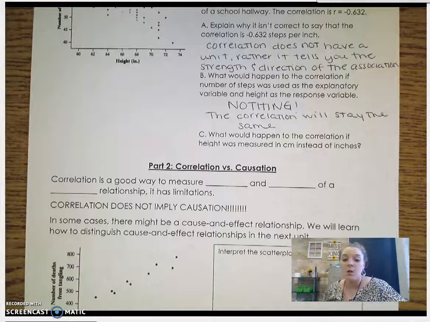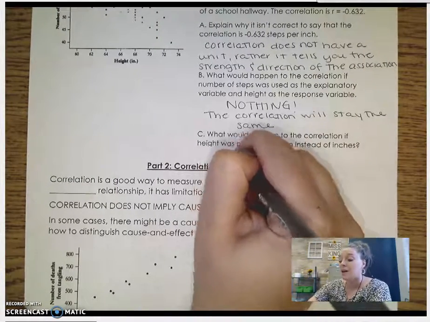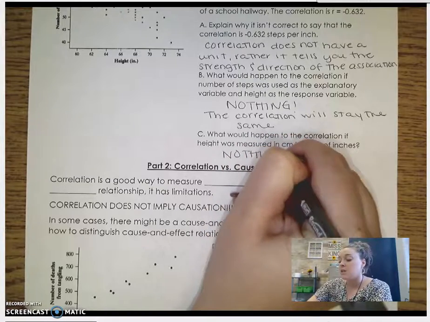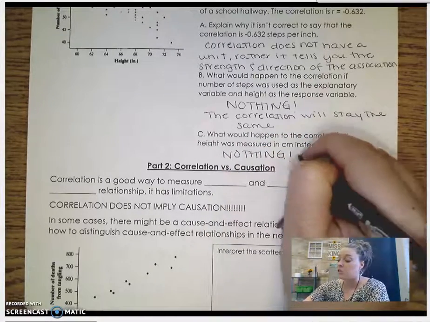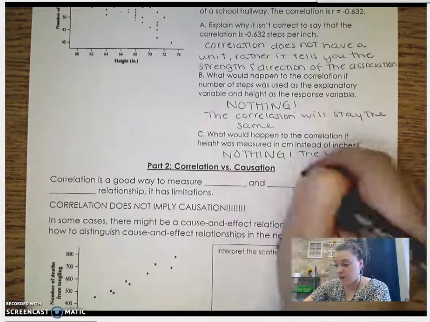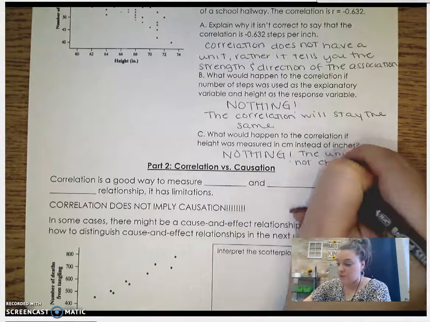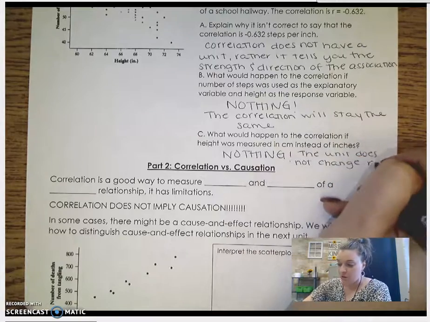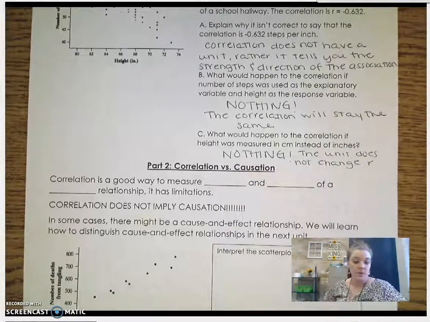Lastly, part C says, what would happen to the correlation if height was measured in centimeters instead of inches? Again, nothing. We said that the unit does not matter and does not change. So the unit does not change the R value. Perfect.